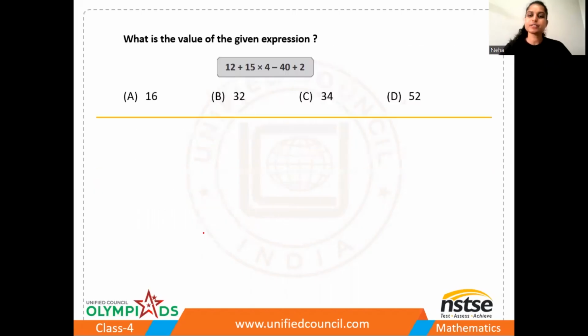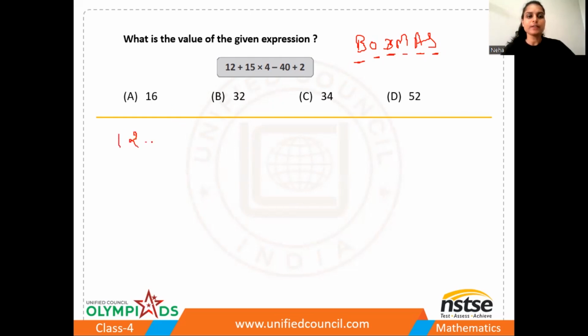Alright, let's move to the next question. Here is the next question on the screen. What is the value of the given expression? One expression is given. It has addition, subtraction, and multiplication, that means three different mathematical operations. What do we do when we have different mathematical operations in a single given expression? We will use the BODMAS tool, right? Brackets, Of, Division, Multiplication, Addition, and Subtraction. This is basically the order to solve the given mathematical operation.